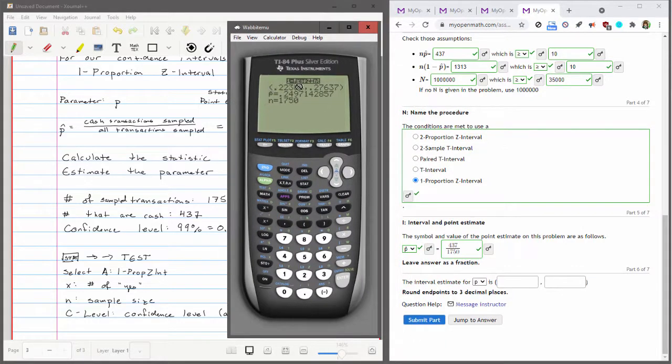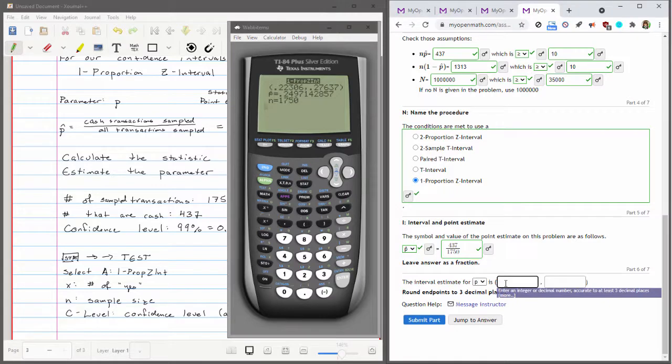Right, so the numbers we're looking for are these numbers in the parentheses. In this problem, we're told to round to 3 decimal places. So 0.223. And then 276, the next digit's a 3, so we'll round that down. 0.276.